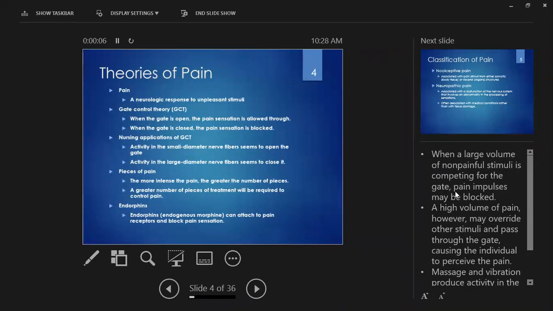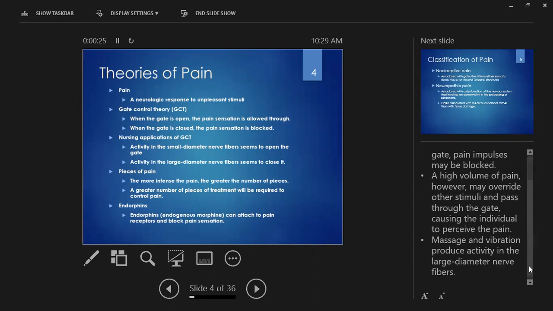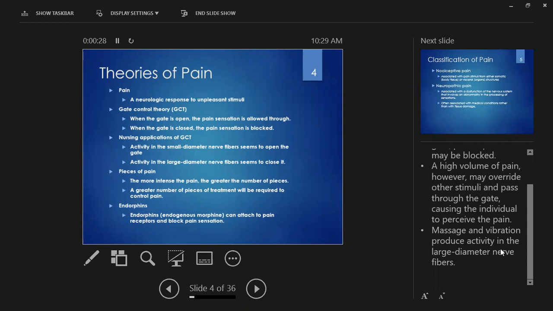Okay. So when a large volume of non-painful stimuli is competing for the gate, the pain impulses may be blocked. That's what we learned, right? A high volume of pain, however, may override other stimuli, like a broken bone, right? And pass through the gate, causing the individual to go ahead and perceive that pain. Massage and vibration will produce activity in the large diameter nerve fibers. And we know that the large diameter nerve fibers do what to the gate? To close. Close the gate. That's right.